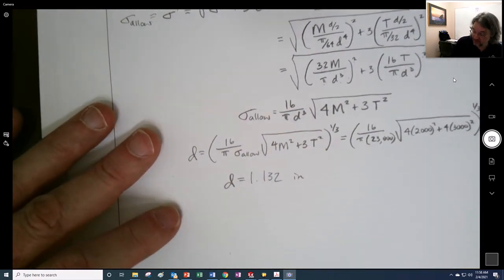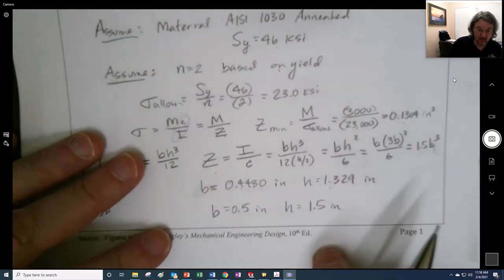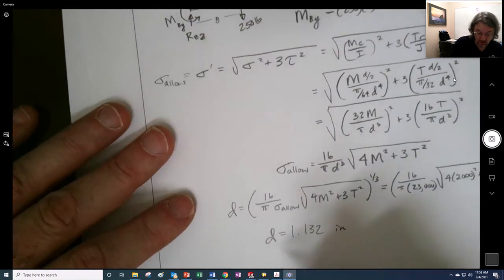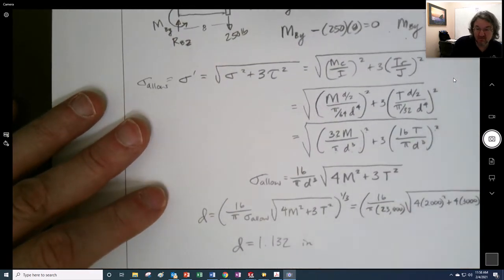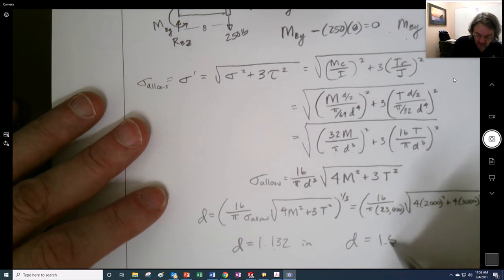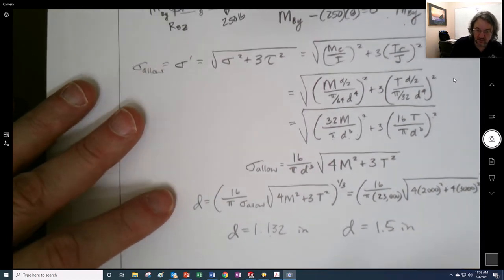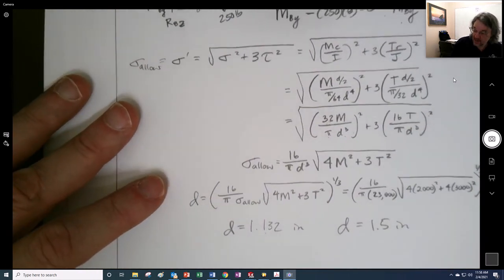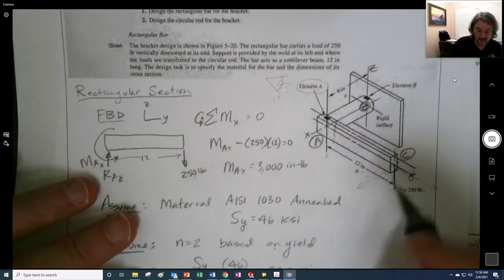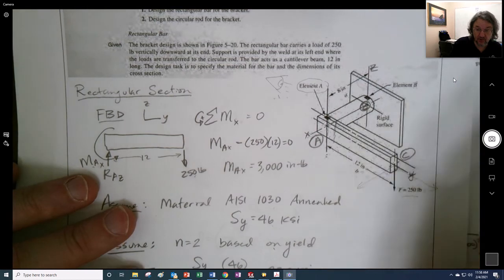But remember, we made this one 1 1/2 tall right there, right? So that's 1 1/2 tall. So maybe it makes sense to make it 1 1/2, even though it's going to be over designed. It's going to make more sense. So we'll say D is 1.5 inches. So now what we've done is we've picked a material, and we've designed the rectangular part and the circular part.